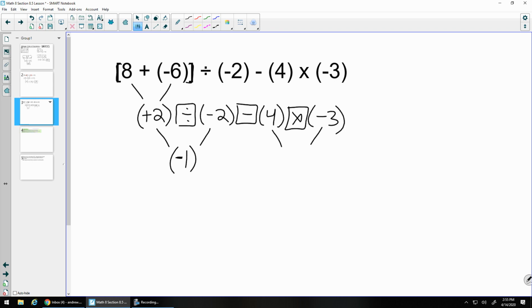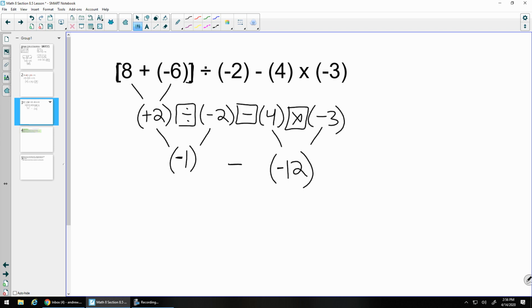So the multiplication, I have 4 times negative 3. 4 times 3 is 12. That's also a positive and a negative, which gives me negative 12. So there's my answer, and I am subtracting these. Okay, so I get negative 1, subtract negative 12.